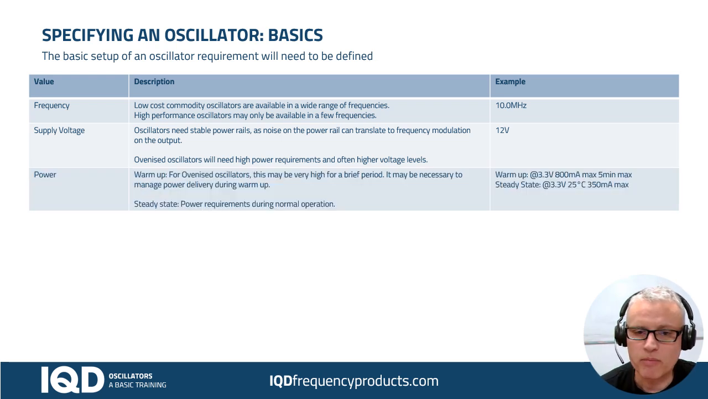Talking of power, yep, warm-up time and steady-state power. If you're using an OCXO, then it's going to draw a lot of power for the moment that it's warming up, and then there'll be a different definition for the power once it's in steady-state operation, as we call it. So the example on the right there shows a product which has a need for 800 milliamps at 3.3 volts for 5 minutes while it's warming up, and then after 5 minutes that will have dropped down to 350 milliamps. That'll be a decay curve, it's not a stepped transition there.